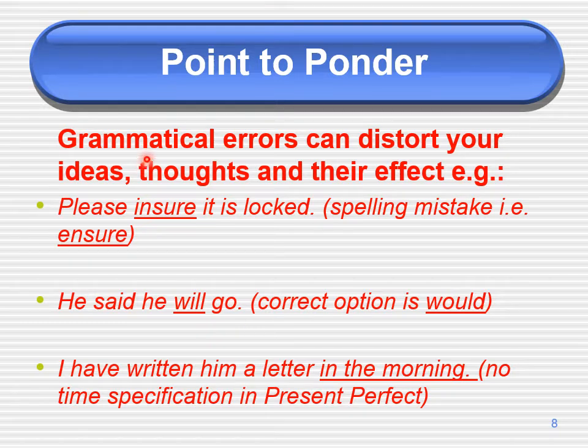I talked about grammatical accuracy. Now this is how wrong grammar can destroy or distort your ideas and thoughts. For example, if you write "please ensure it is locked", spelling mistake, the underlined word "ensure" is the wrong word. I mean, both of them have the same pronunciation, and the spellings are confusing as well. So this is the right option to use here. "Insure" means when you insure a car or a house, an insurance policy and stuff like that.